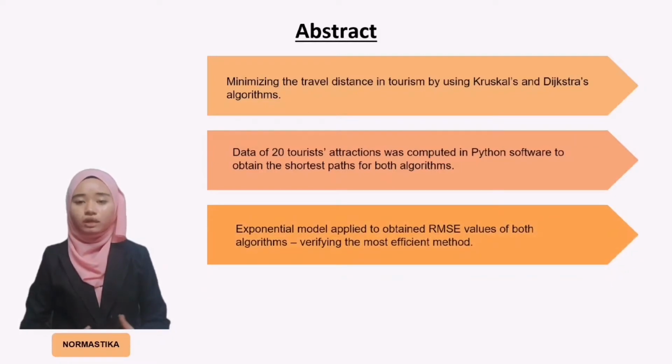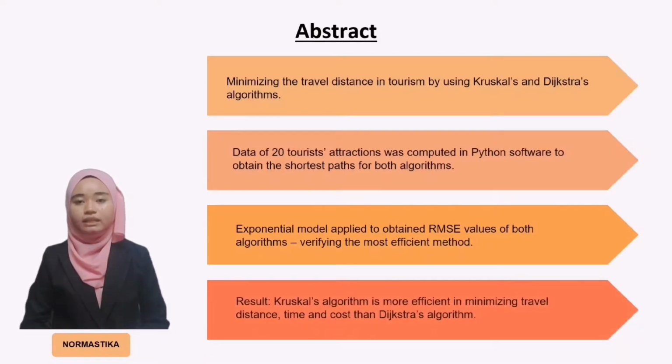The exponential model was later applied to verify the result of the algorithms by comparing the root mean square error values for both of the algorithms. This study resulted in Kruskal's algorithm being the most efficient method in minimizing travel distance, cost of fuel, and travel time compared to Dijkstra algorithm. This statement is strongly proven as Kruskal's algorithm has the smallest value of error measure.